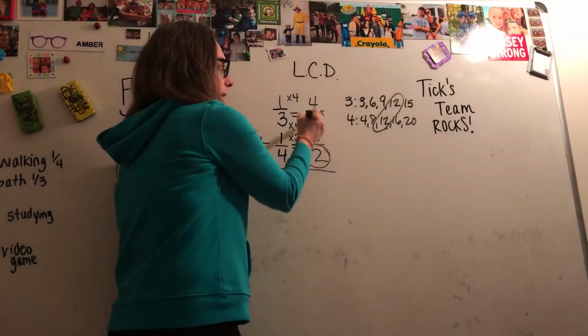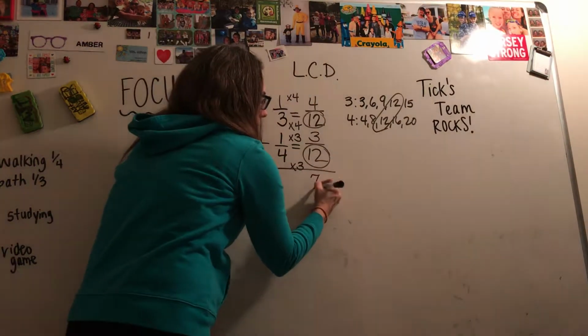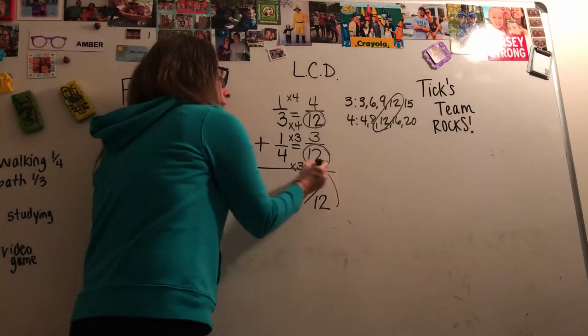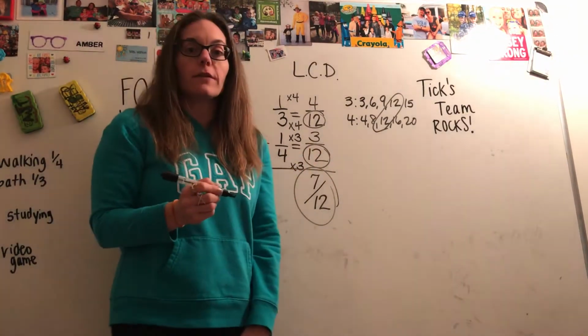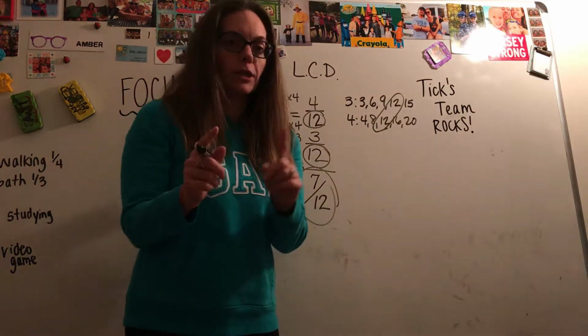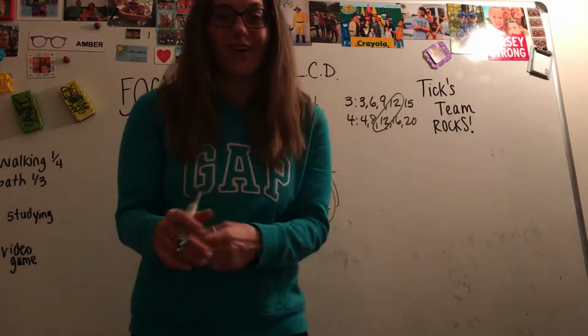Now I have the same denominator and I can go ahead and add. 4 plus 3 equals 7. My denominator stays the same. He spends 7/12 of an hour washing and bathing his dog. Okay, nope, washing and bathing doesn't make sense. That's the same thing. Washing and walking his dog.